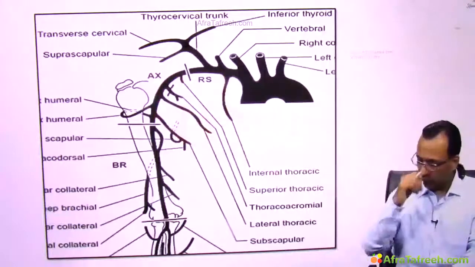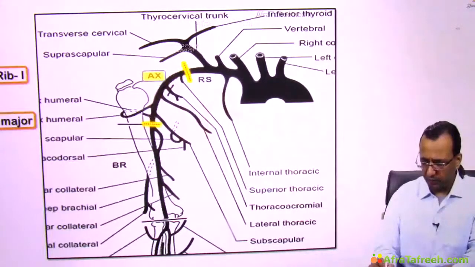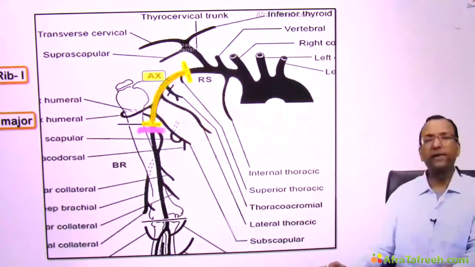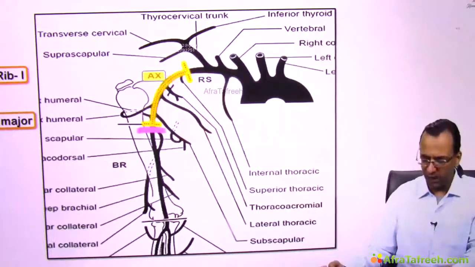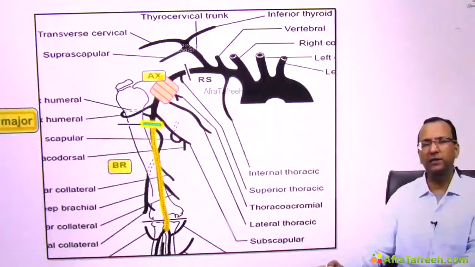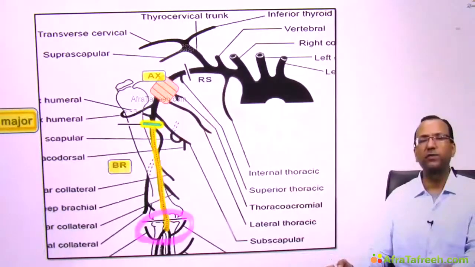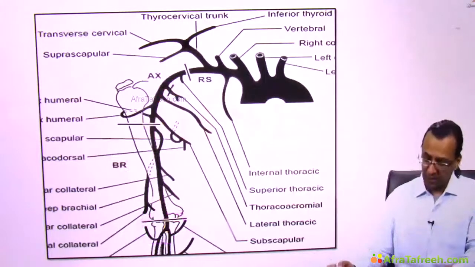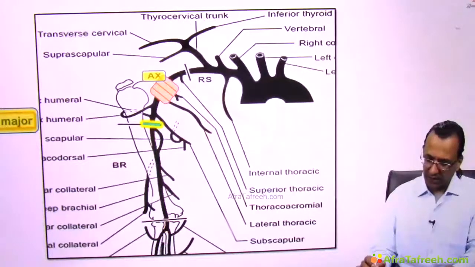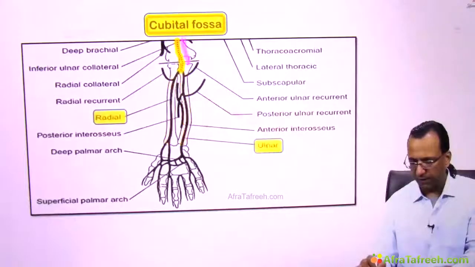Okay, then what is the axillary artery doing after crossing the lower border of teres major? See, the axillary artery starts at the outer border of the first rib, reaches the lower border of teres major, and then continues as the brachial artery. The brachial artery, which runs in the arm, is a content of the cubital fossa. Let us magnify the region of the cubital fossa, and there you see that the brachial artery is coming to the cubital fossa and dividing into two branches.